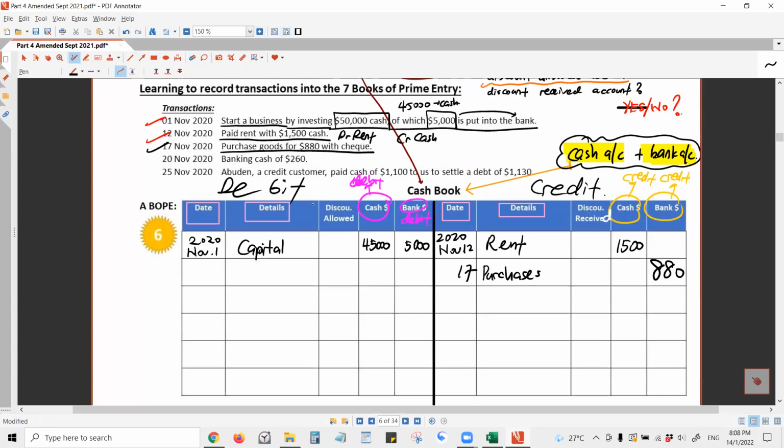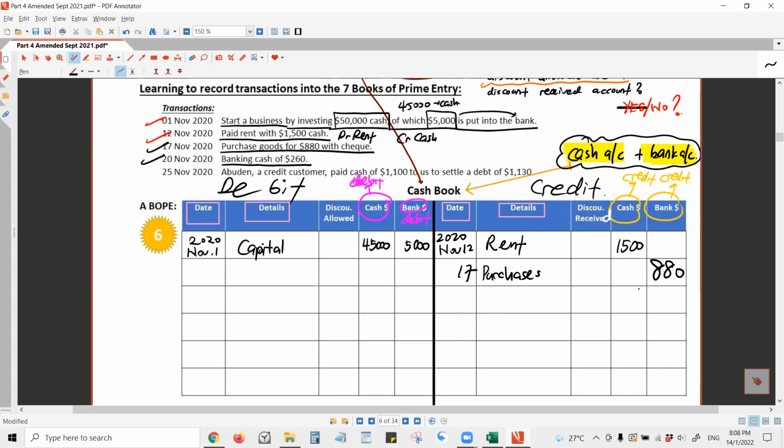November 20th. Next one, banking cash of 260. This is putting business cash into the business bank account. So what businesses would have a lot of cash? Restaurants usually. At the end of each day, they would go to the bank with a lot of money and quickly put the money into the machine, for safety purposes. So let's do the double entry. Credit cash, debit bank, right?